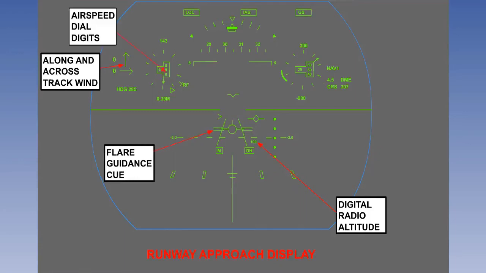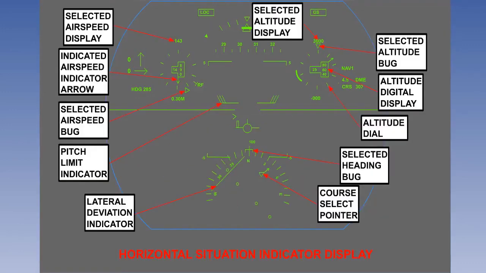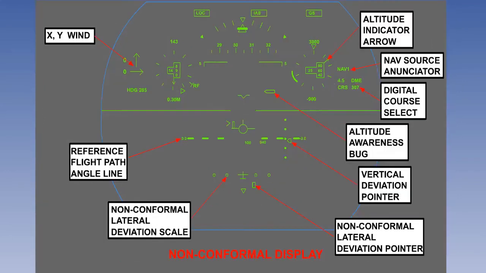There is an airspeed digital display, and also an analog display which can be bugged. Once in the climb or cruise, a horizontal situation indicator can be displayed. Pause the display if you want time to look at all the symbols and labels and continue when you are ready. And this is a non-conformal display, which might be a useful option in the cruise. Again, pause if you want to.